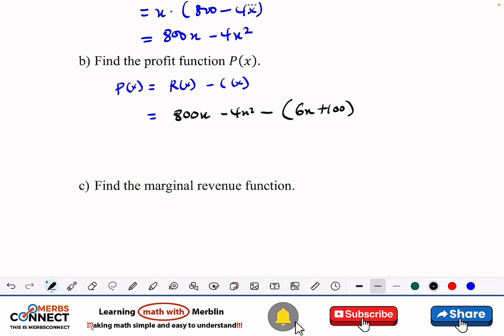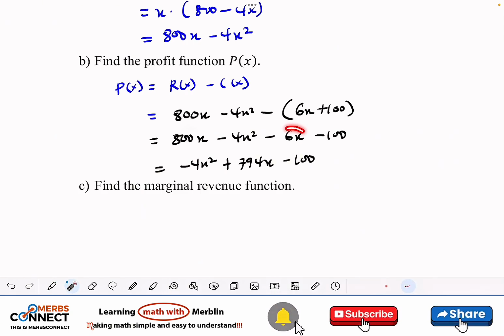Let's simplify that. 800x minus 4x squared minus 6x minus 100, and we are going to have minus 4x squared plus 794x minus 100. So when I subtract this from this, I'll get this, which is right. So this will be the profit function.